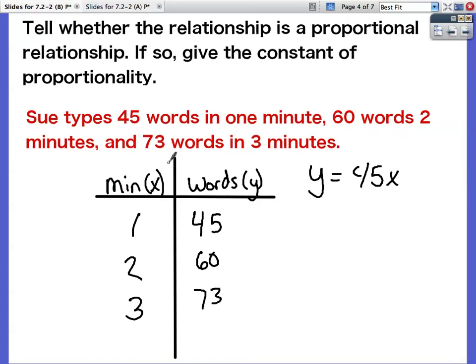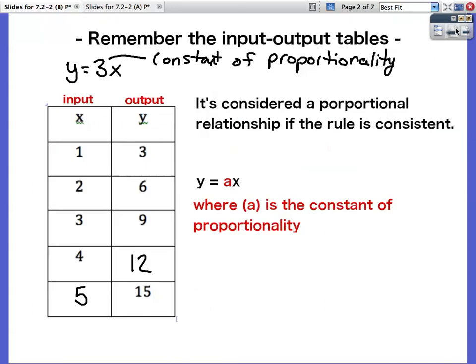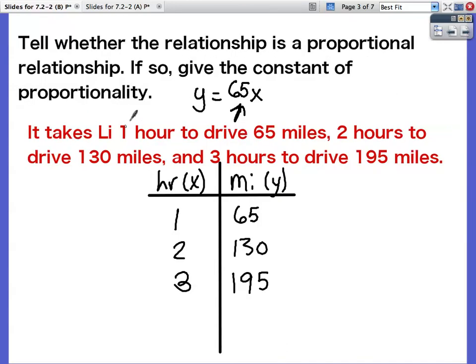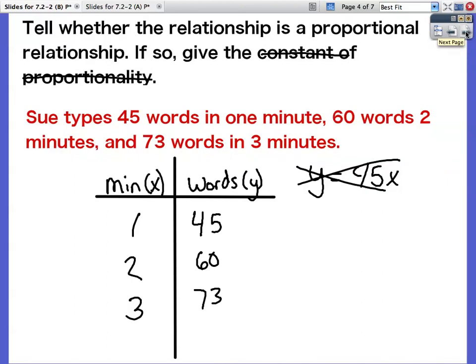So if a relationship is not proportional, this rule does not work. There's no rule that would work. It's not proportional, and therefore we have no constant of proportionality. Because remember, the constant of proportionality is the A. It's whatever's being multiplied by X. And we just use A to designate whatever the number happens to be. In the first example, it was 3. In the second example, it was 65. And in the third example, there was none because it's not a proportional relationship.